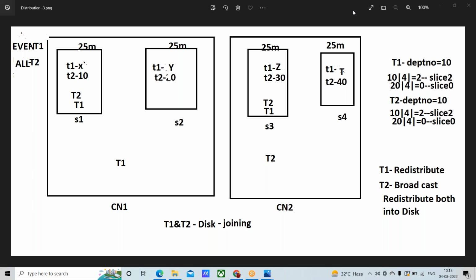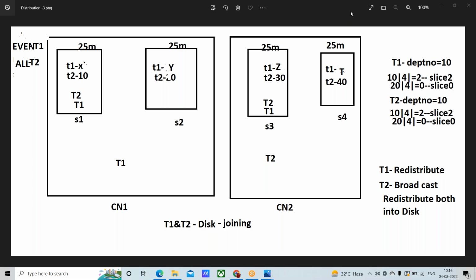So here, very simple. To join two tables, values should be present in the same slice. So for that you have to keep the joining column as the distribution key. That is the fastest. If that's not possible, one of the tables will be redistributed. That you cannot avoid. Why is it redistributed? It is redistributed to match the joining values.